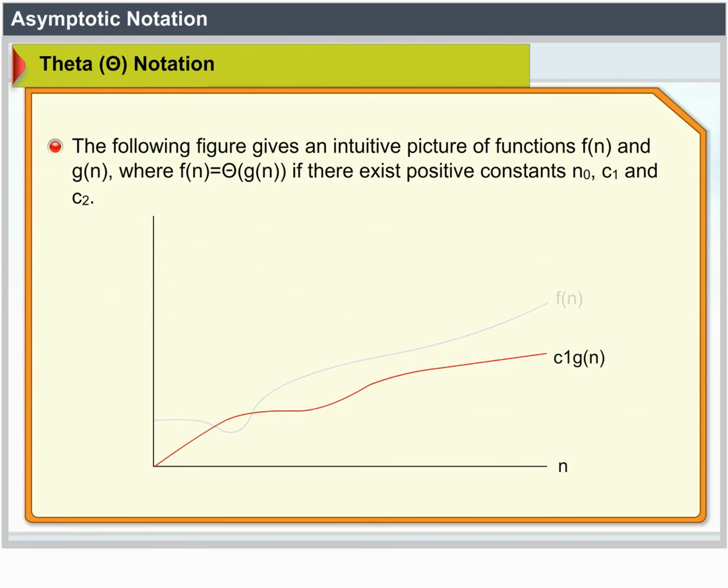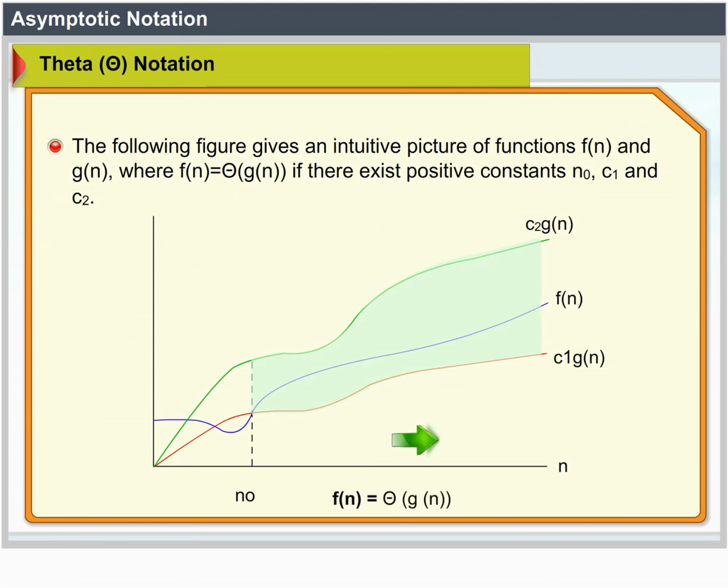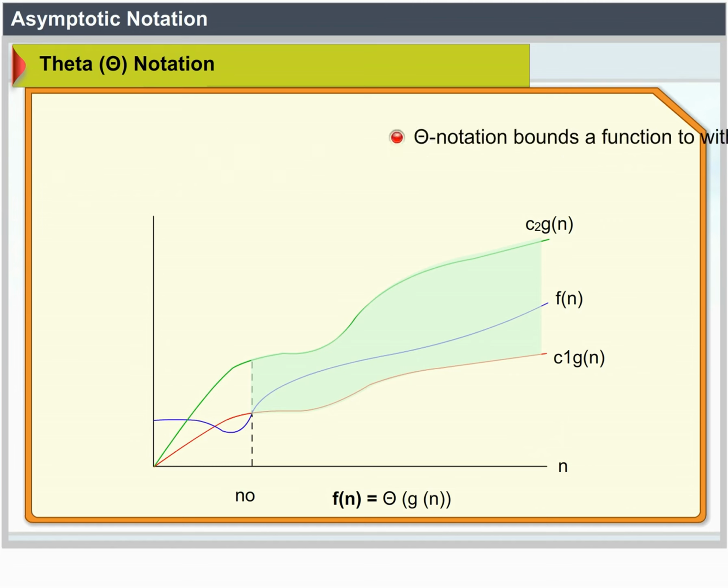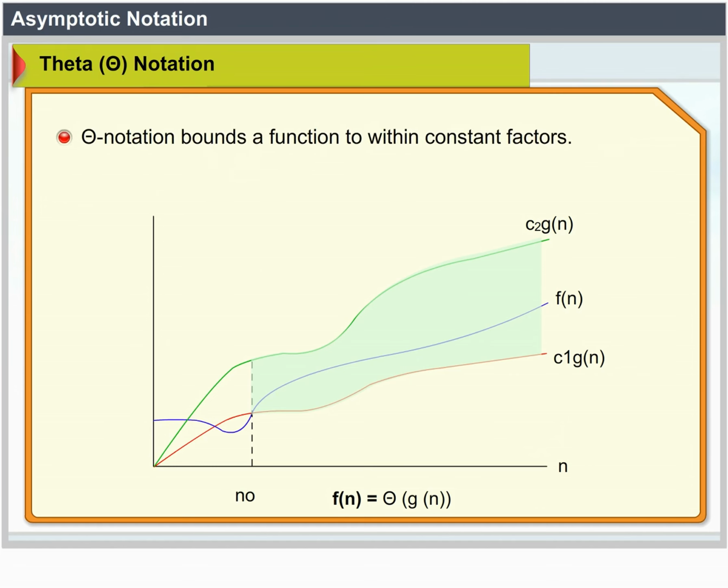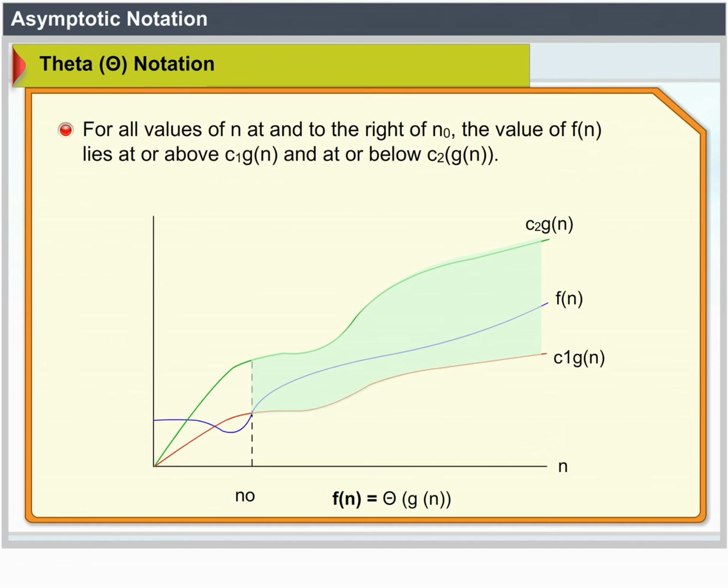This figure gives an intuitive picture of functions f of n and g of n, where f of n equals theta of g of n if there exist positive constants n0, c1 and c2. Theta notation bounds a function to within constant factors. For all values of n at and to the right of n0, the value of f of n lies at or above c1 g of n and at or below c2 g of n.